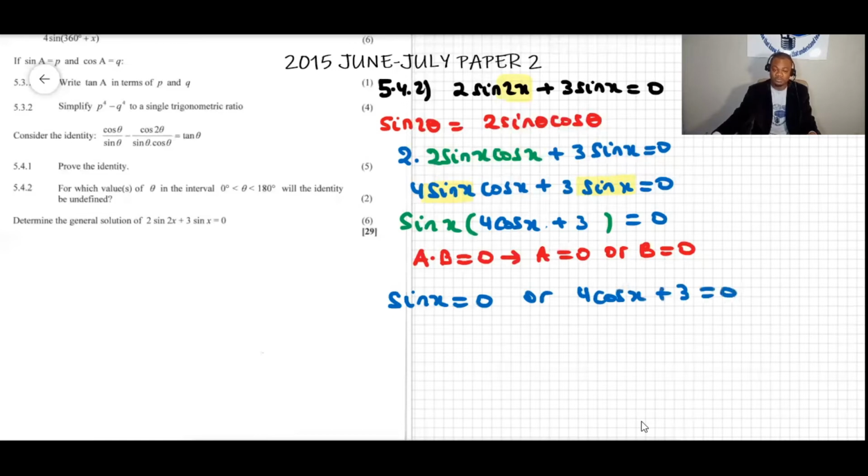Now I can move the positive 3 over. That makes 4 cos x equal to negative 3, and then that makes cos x equal to minus 3 over 4. Now these are the solutions in terms of sine x and cos x. But now the question is to find the general solution here. When they say find the general solution, we look at the angle. It's x that we're looking for, the value or values of x.